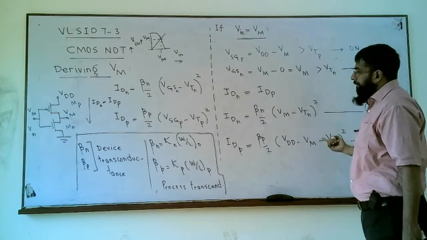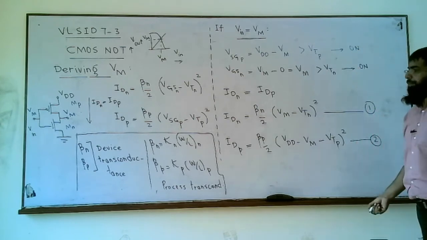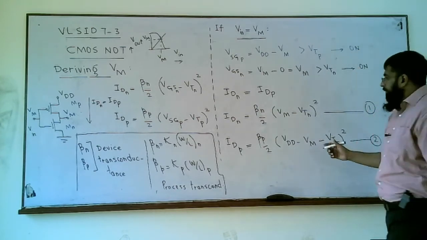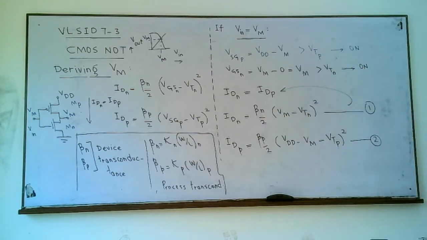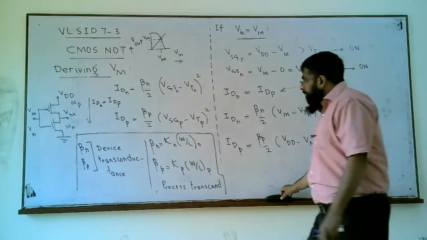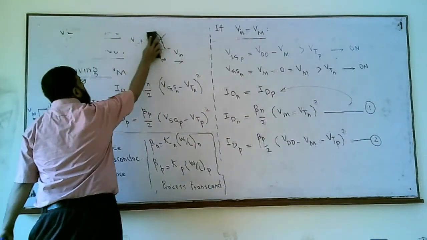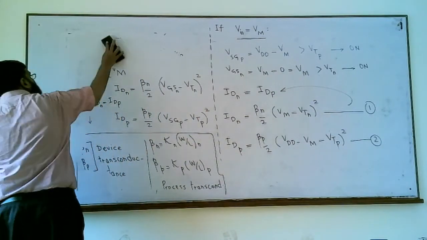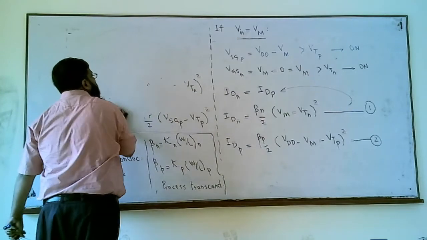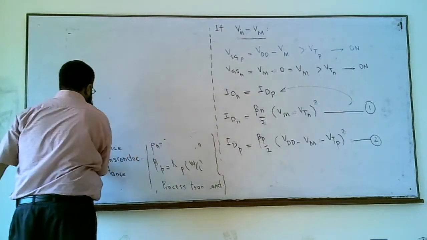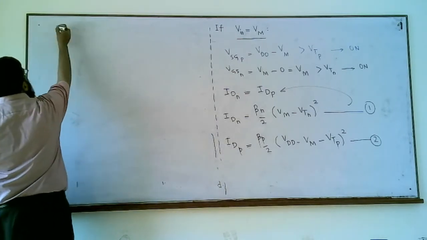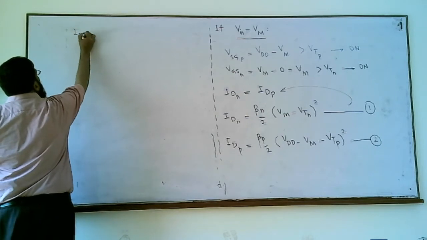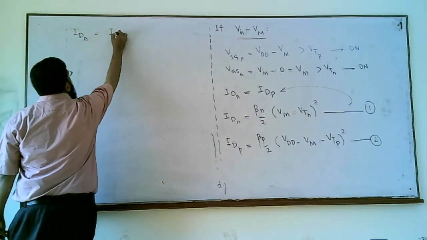So now we have these two new expressions for IDN and IDP that we should put equal to each other to find the value of VM. So we are going to put these two, 1 and 2, in this equation IDN equal to IDP to find the value of VM, the unknown. Right. So let's start. It's very simple. Let's put IDN equal to IDP.